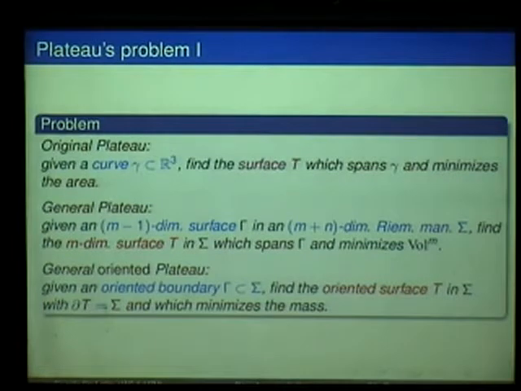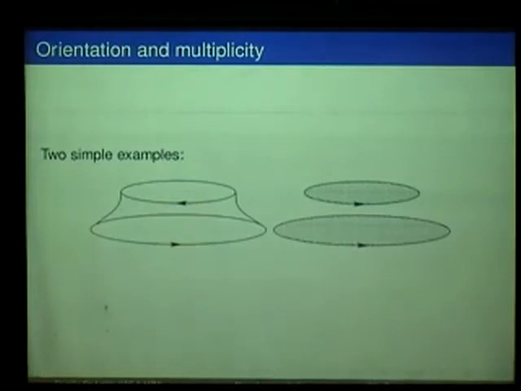Okay? So in this situation I've already fixed a notion of what it means to span a certain boundary gamma. My notion is the usual notion that you encounter in differential topology. T is a submanifold of sigma, and the boundary of T is equal to gamma in the usual differential topological sense. So why am I insisting that I want to minimize the mass rather than the m-dimensional volume? Let me give you the following example.